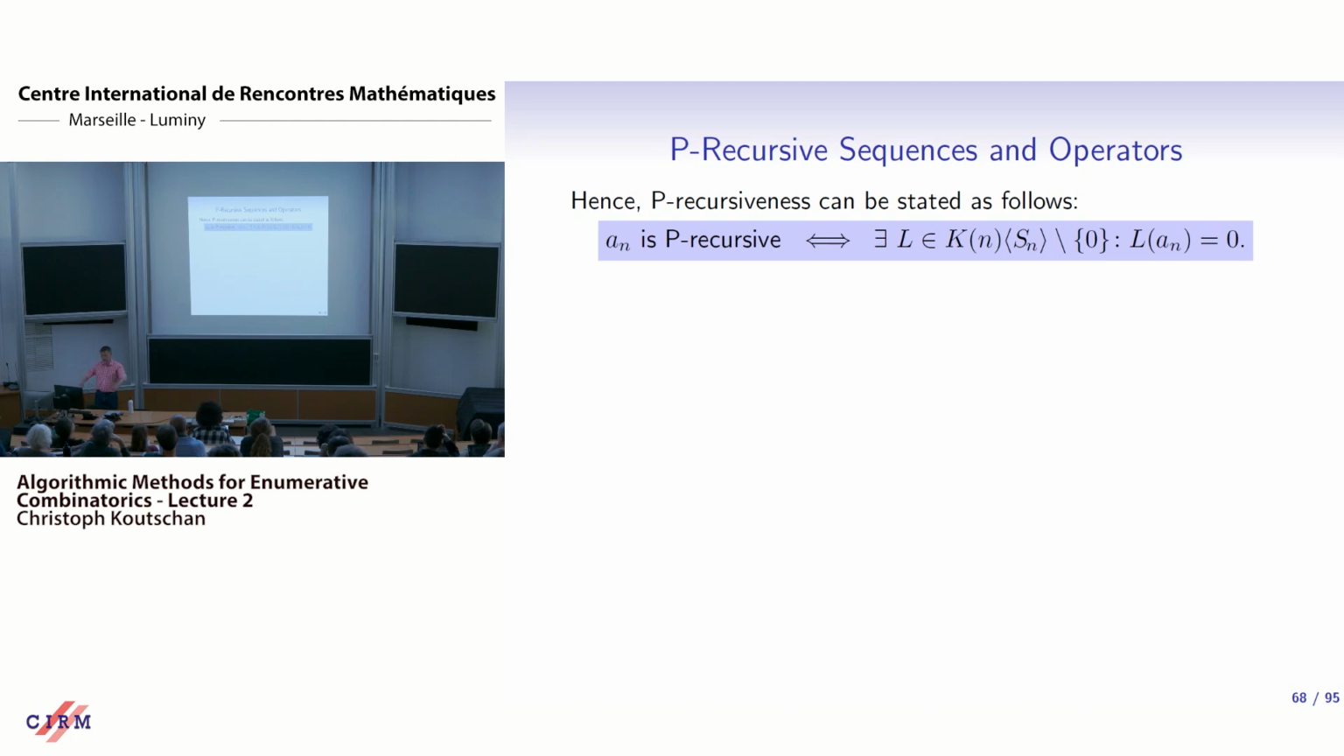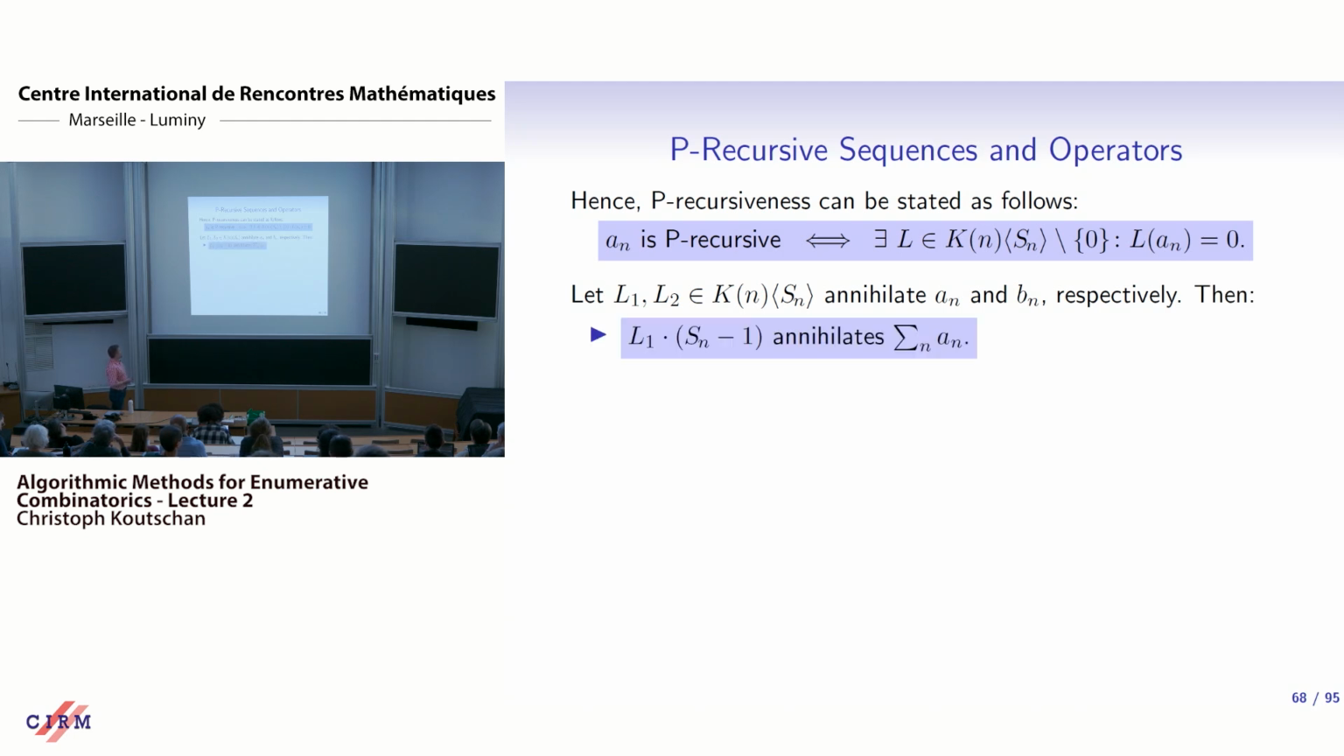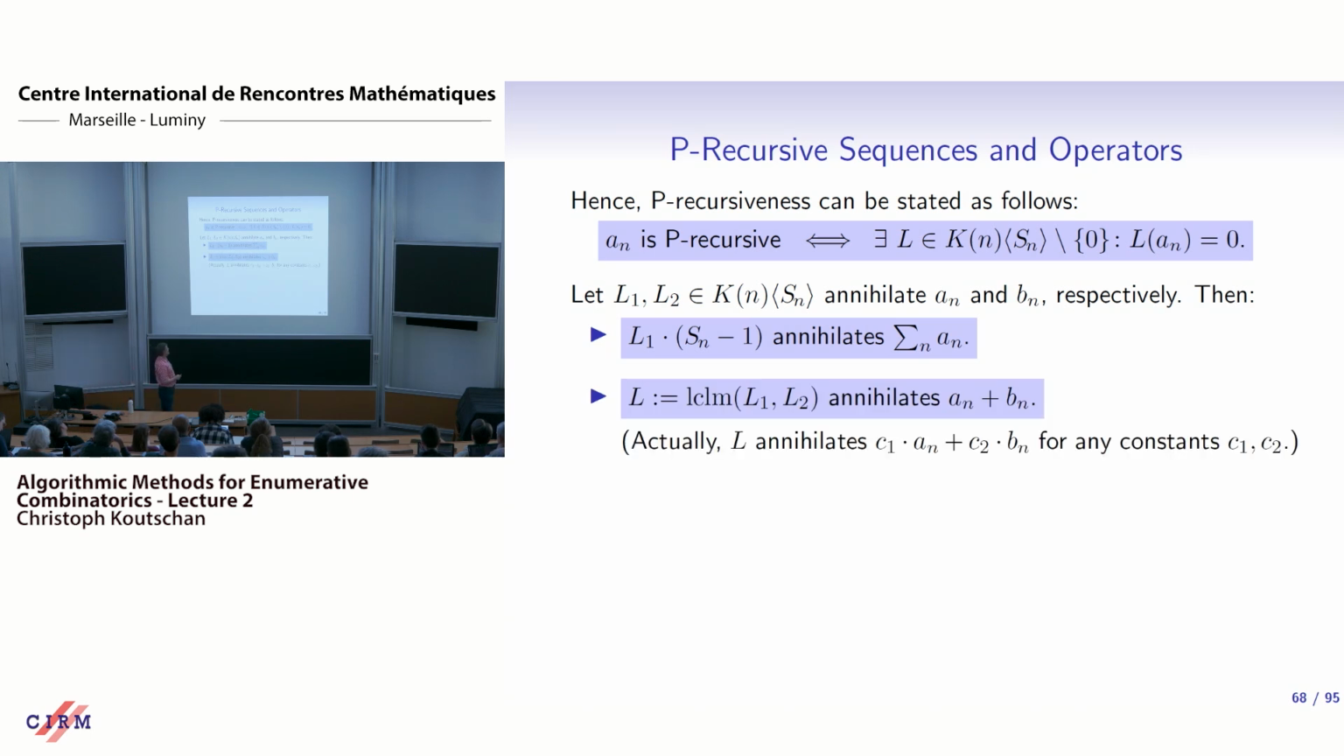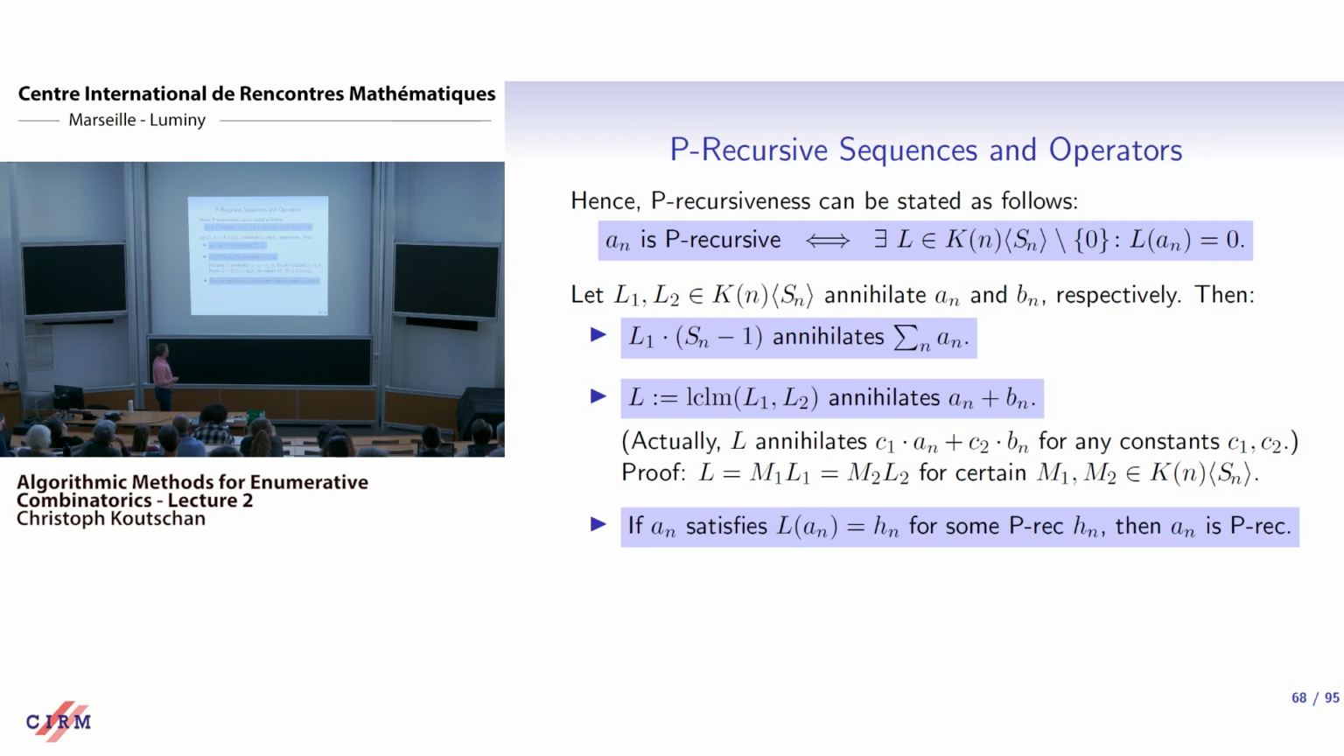So we can say a_n is p-recursive if and only if there exists an operator L in this algebra so that L of a_n equals 0. And if we have two sequences that are annihilated by L1 and L2, then L1 multiplied by S_n minus 1 from the right annihilates the indefinite sum, the antidifference. The LCLM annihilates the sum of the two sequences. And again, any linear combination, and the proof is the same as before.